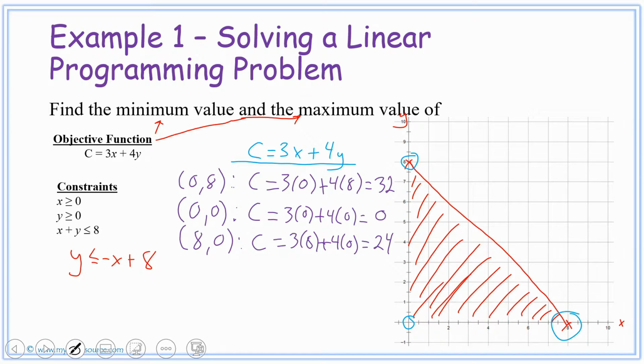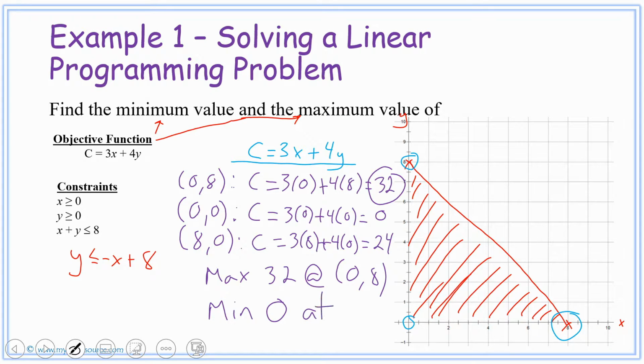So now we need to pick our max and minimum. You can clearly see what that is, hopefully. Our max is going to be 32, and it's going to be 32 when x is 0 and y is 8. Normally you would say that, but I'm just going to put here max 32 at 0, 8. And then we have our minimum value, which is going to be 0 at 0, 0.